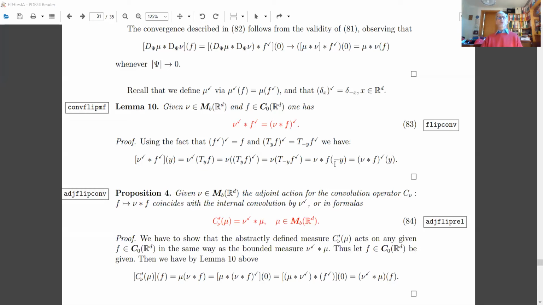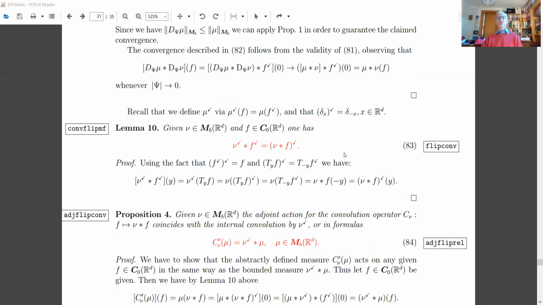So this will be used later on, but it's a very natural thing. You're convolving operators and you're flipping functions.